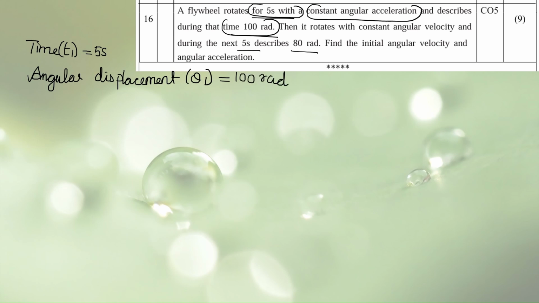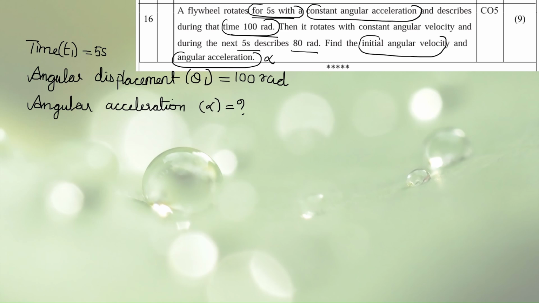They asked us to calculate the angular acceleration. Angular acceleration we used to represent with the letter alpha. So I am representing angular acceleration as alpha, and that is an unknown. Next they asked us to find the initial angular velocity. Initial angular velocity.